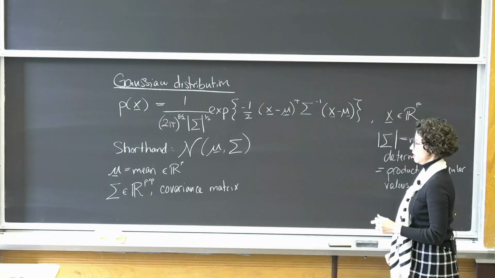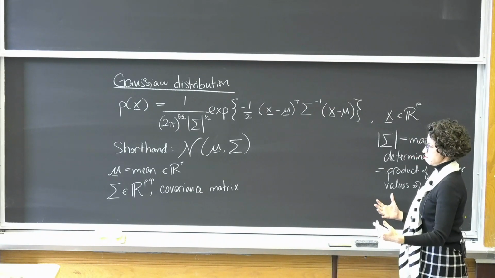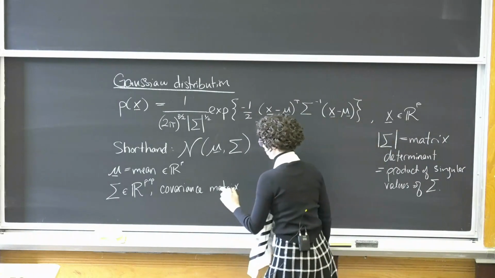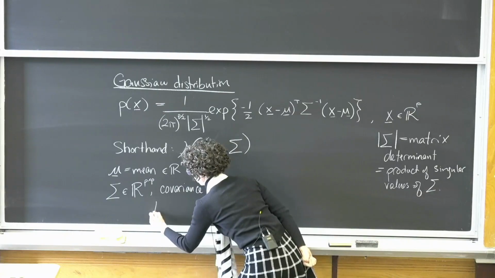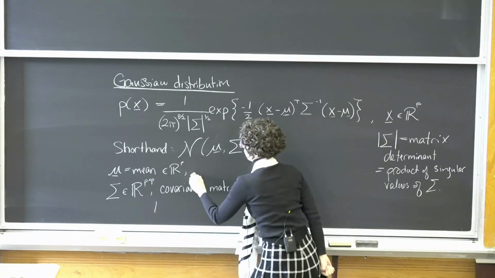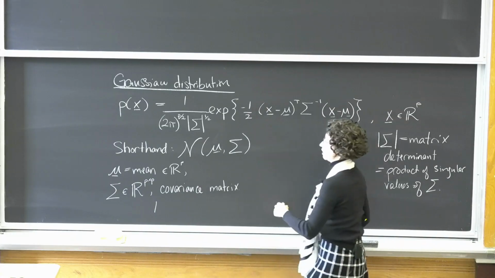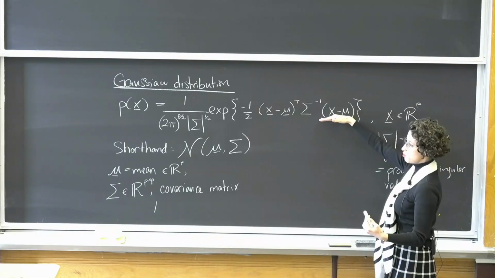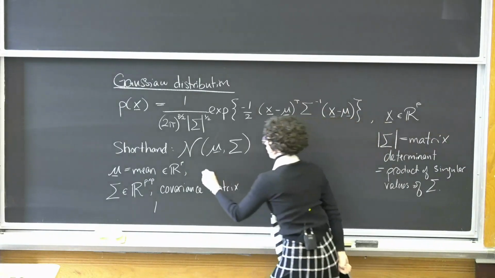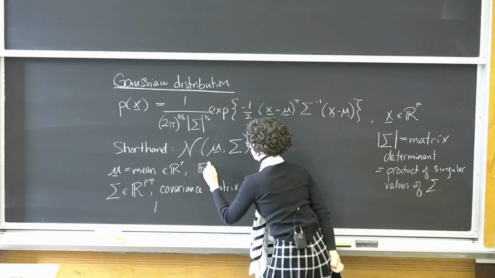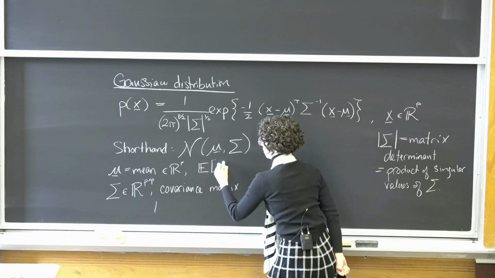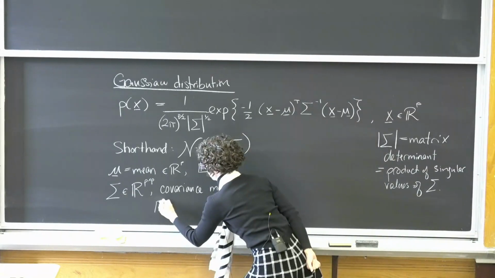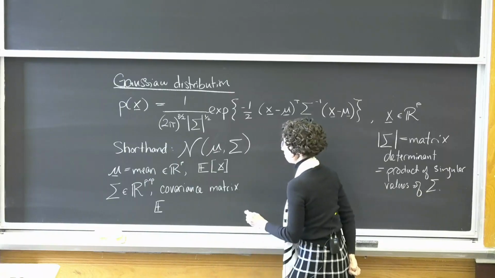And it's going to tell us how different elements of x vary relative to one another. So in particular, I said before that the mean was the expected value of x. If I were to take an infinite number of x's from this distribution and average them, that would be the mean. So for the expected value, I would use this notation, block E of x.